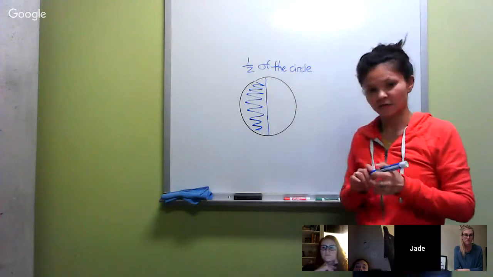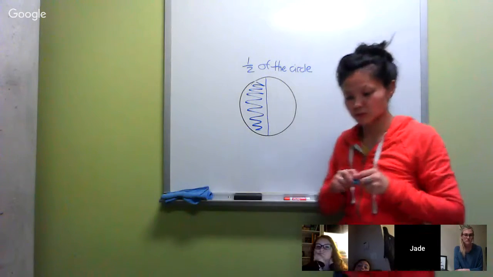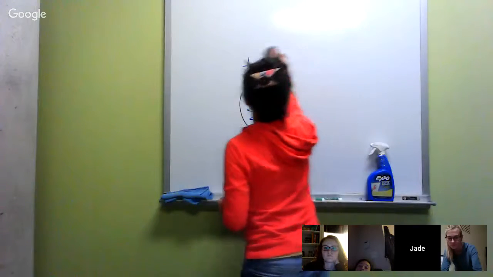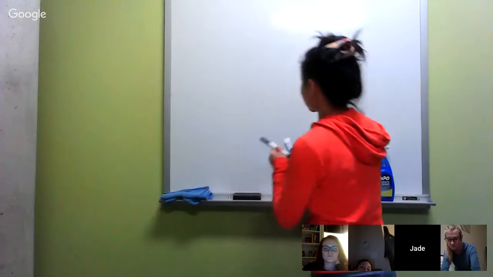So that's the 1/2. So Allison, could you please draw me a circle? Choose whatever color pencil you want. And could you color in 1/4 of the circle? Yes. Okay. Let me draw my circle myself.